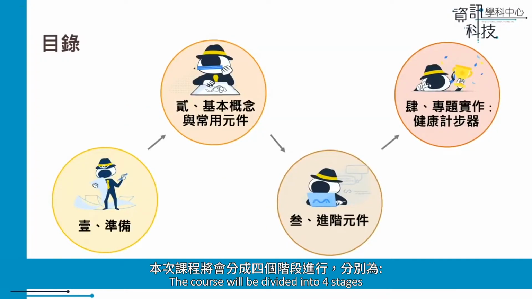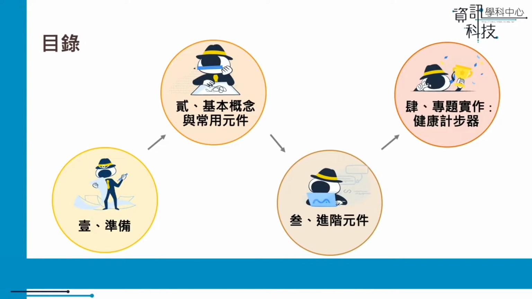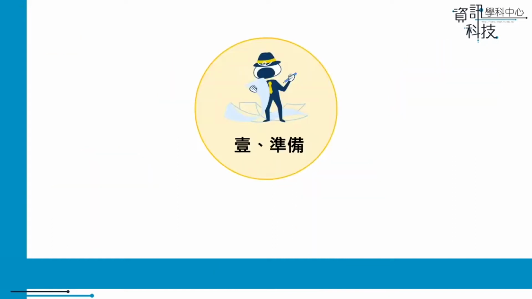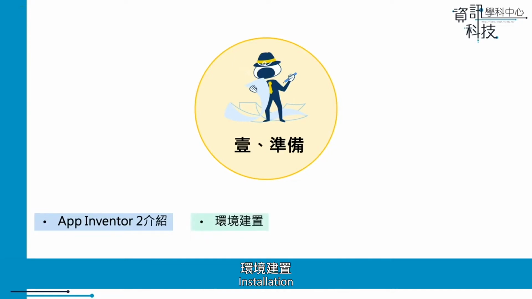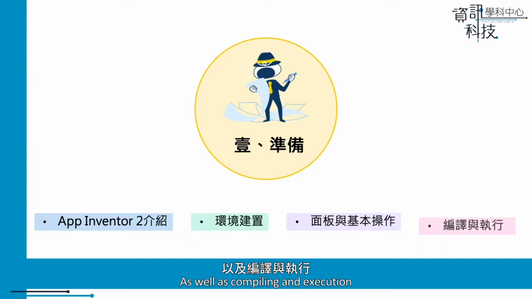The course will be divided into 4 stages: preparation, basic concept and frequently used documents, advanced components, project Pedometer. In the first lecture, preparation, we will progressively introduce App Inventor 2, installation, screen and basic operations, as well as compiling and execution.